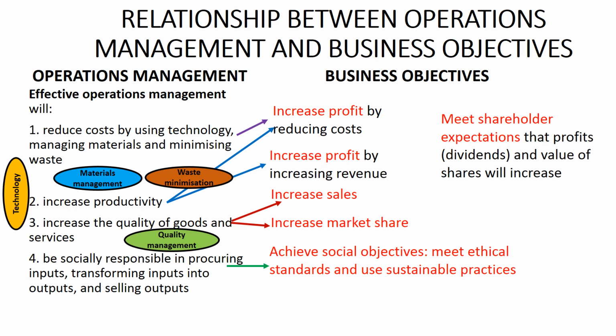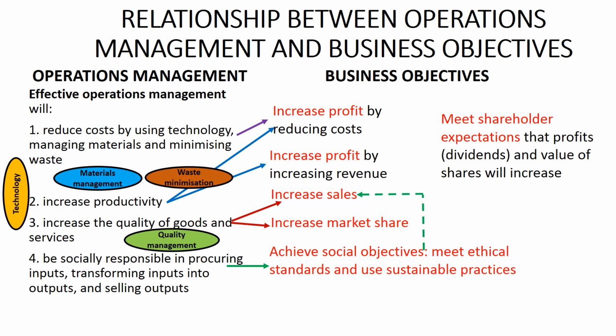Many customers are also concerned about the impact of their purchasing decisions on society and the environment. By being socially responsible in procuring inputs, transforming those inputs into outputs, and selling those outputs, not only will operations management assist the business to achieve its social objectives, but because this will encourage customers to buy the business's outputs, operations management will also be contributing to the achievement of the business objective of increasing sales.